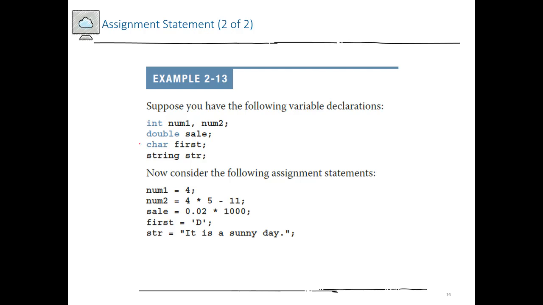So let's look at the example. Suppose you have the following variable declarations: integer number1, number2, double sale, character first, and a string str. Now let's look at the assignment statements. So you can put 4 into number1, and then you have an expression here that needs to be evaluated and then placed into the variable number2. Same thing, you have a sale expression that needs to be evaluated and then placed into the variable sale, and so on and so forth.